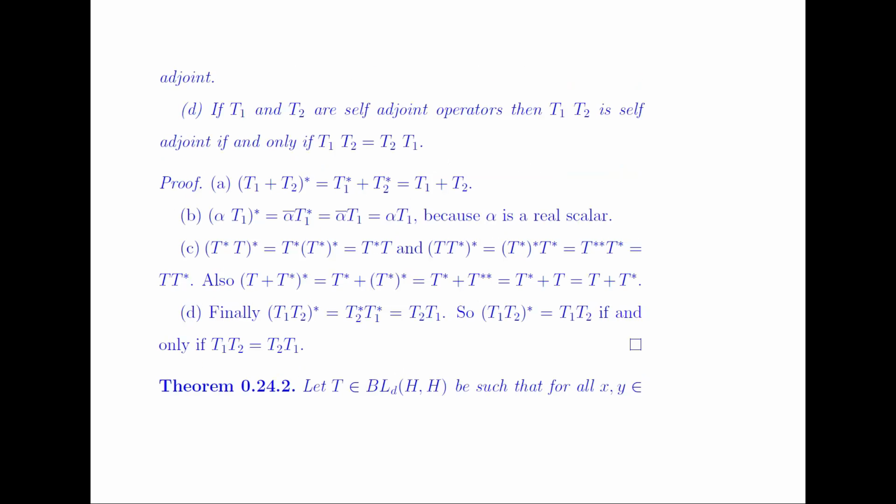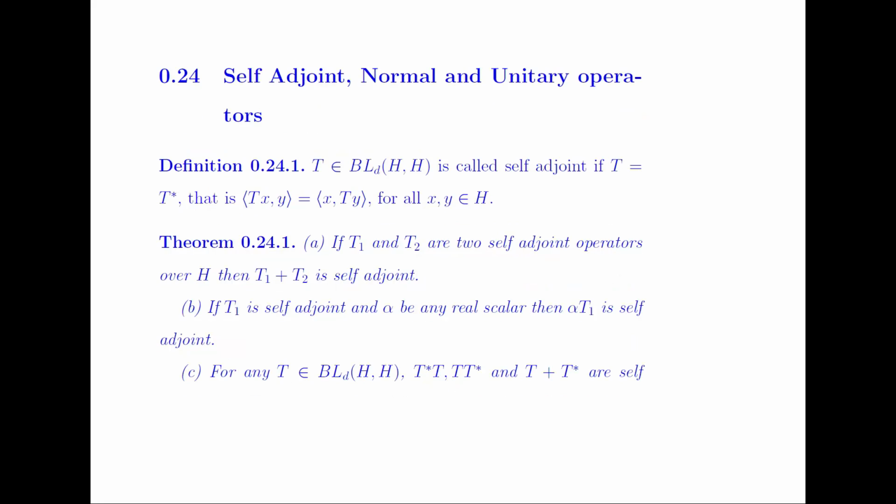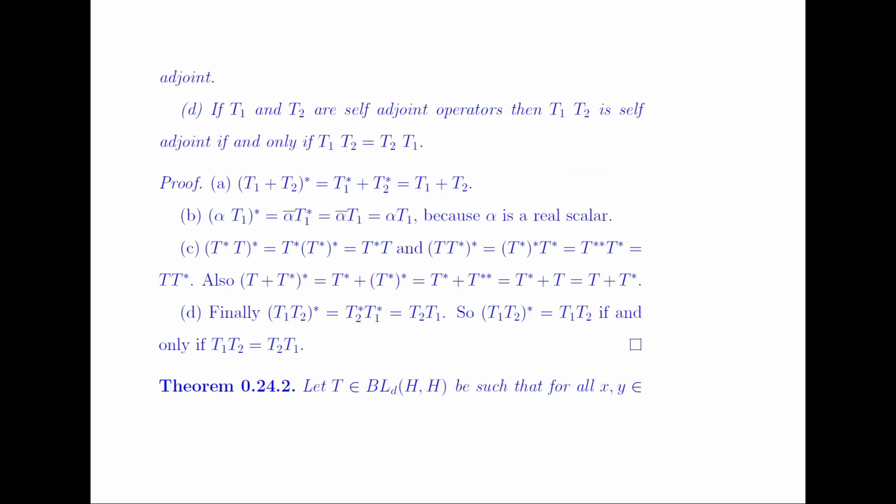Similarly, number four says that if T1 and T2 are self-adjoint operators, then T1 T2 is self-adjoint if and only if T1 T2 is equal to T2 T1. Now, first of all, we'll discuss part 1: T1 and T2 are two self-adjoint operators over H, then T1 plus T2 is also self-adjoint.